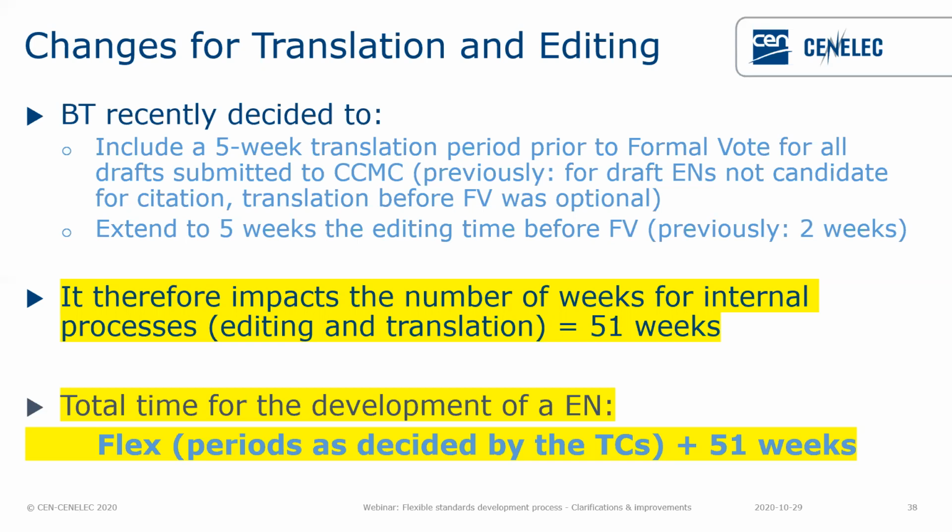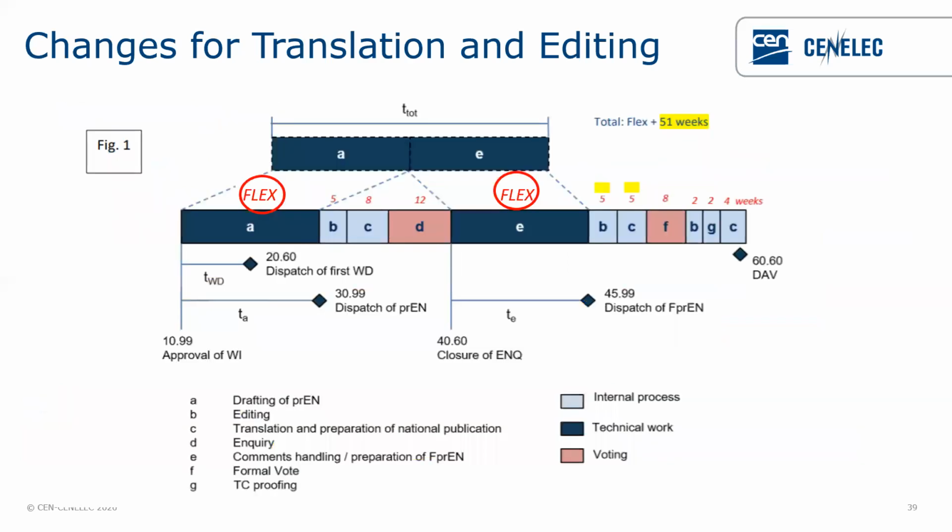And then very recent decisions: the editing time before formal vote went back from 2 to 5 weeks. This impacts the number of weeks for the internal process, 51 weeks, and of course, for the total time of the development of an EN, you should include the periods that you decide under the flexible process plus 51 weeks. Just to make it very clear, on the screen you can see the yellow highlight on the number 5. The B means editing, so the editing time is 5 weeks now. This is the novelty.